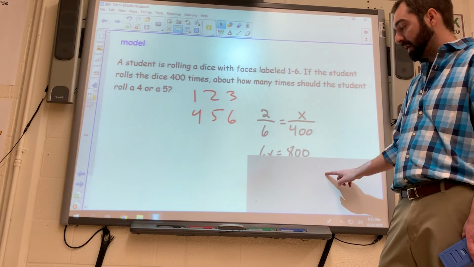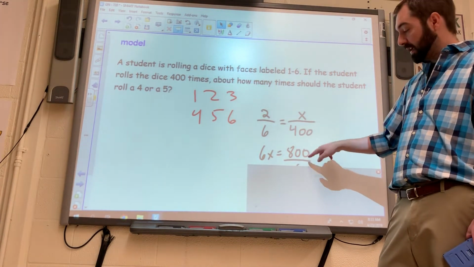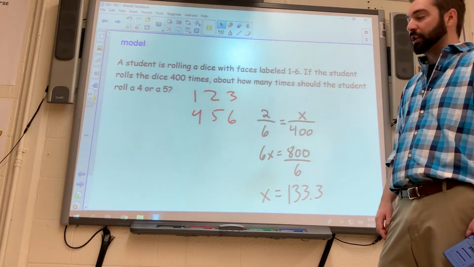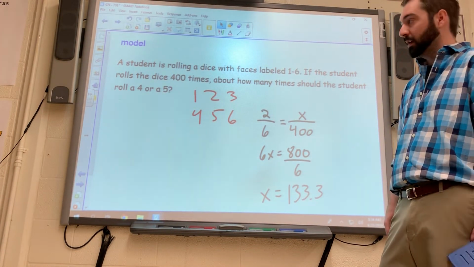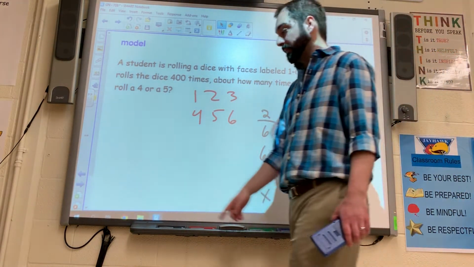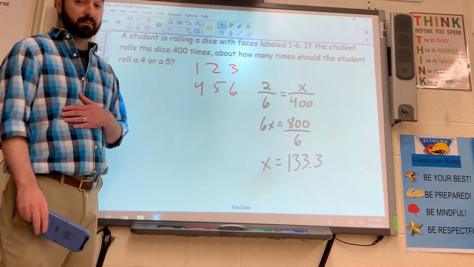Again, I cross multiply. 6 times x, 6x, 2 times 400 is 800. 800 divided by 6 would mean that there's approximately 133.3 repeating winners. But again, we would probably just round that down to 133. Again, take a second if you have to, copy down your notes.